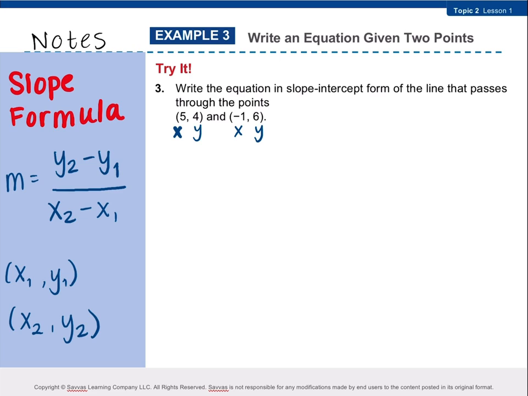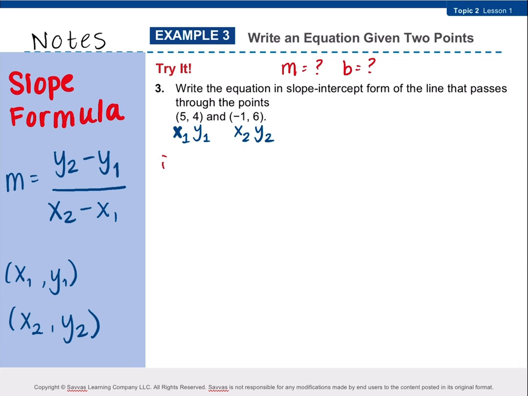And those little numbers, the 1 and 2, are just called subscripts, and that just means x number 1 and x number 2. So my first point is (5, 4), so that's x number 1 and y number 1, because it's the first point. And then for my second point, I have x number 2 and y number 2. And to write an equation in slope-intercept form, I need to know the slope and I need to know the intercept. So that's what we're going to find.